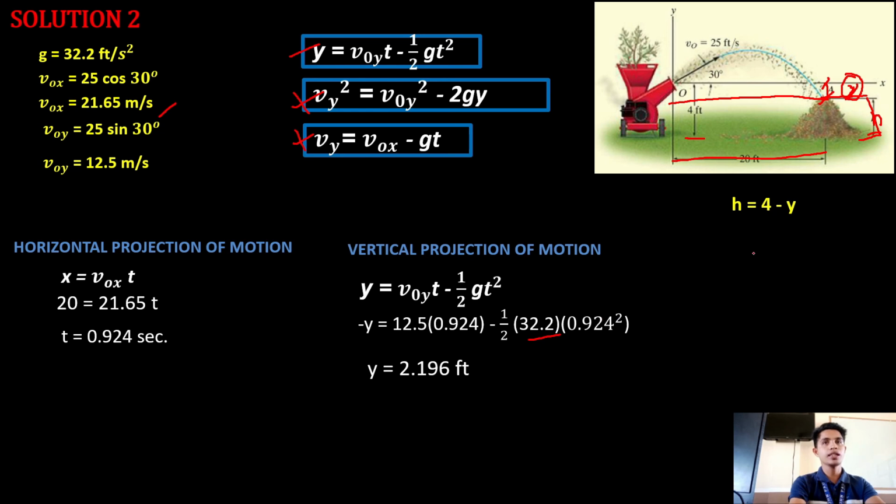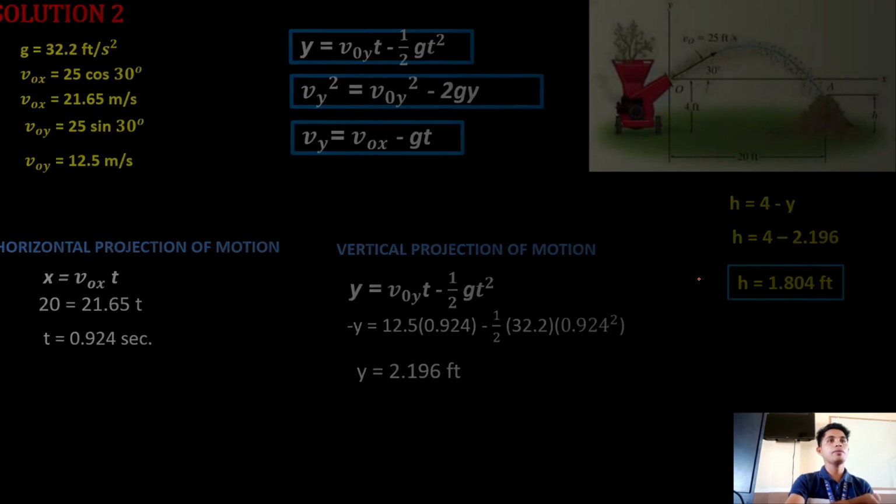So, subtract lang natin to sa 4 feet na given, so makukumpit natin yung height nito. Okay ba? 4 minus 2.196, this will be 1.804 feet. So, that's it. Ganun lang po sa projectile motion.